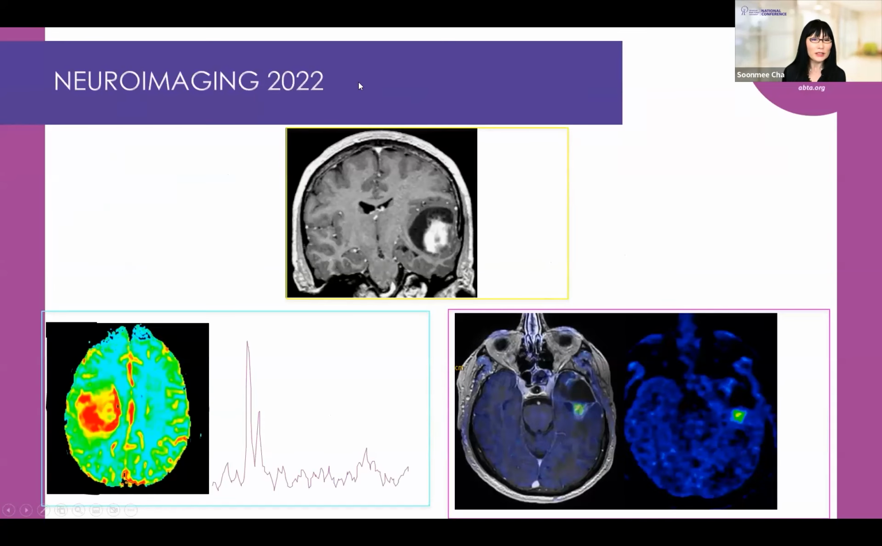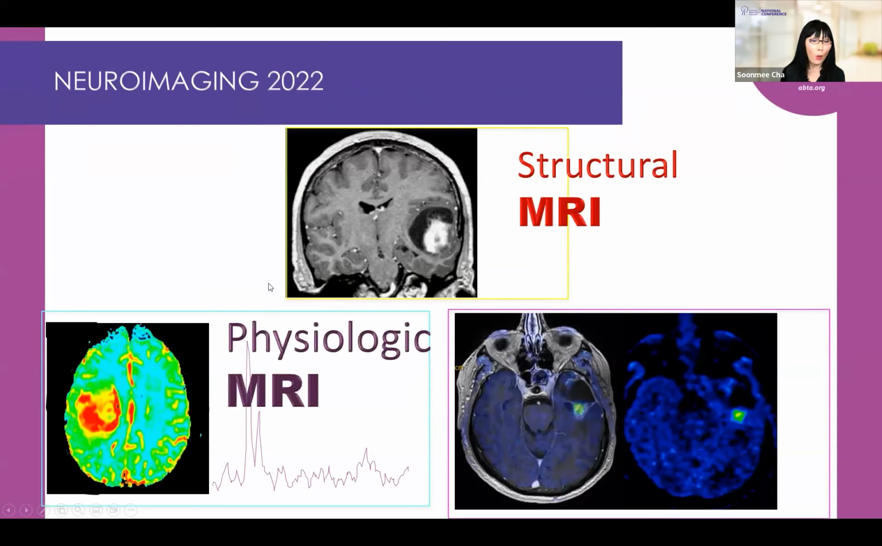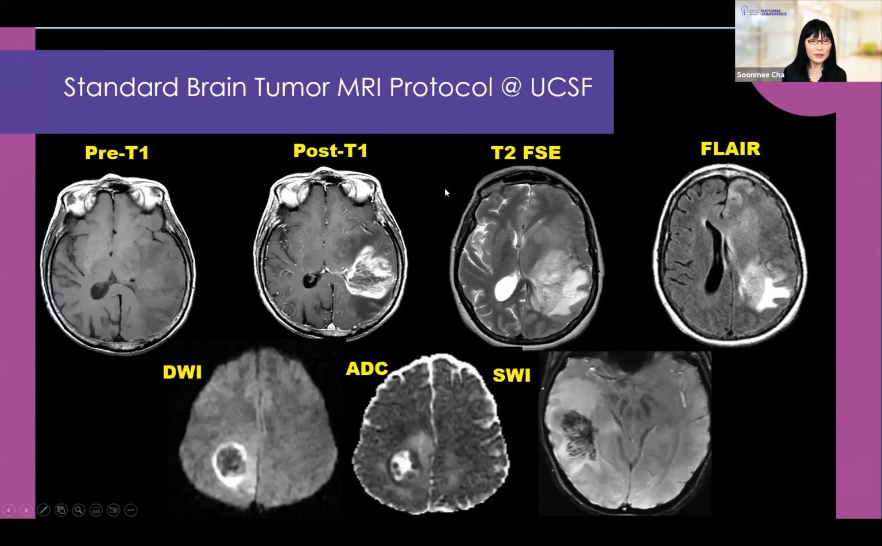So the neuroimaging in 2022 is largely divided into structural or anatomically based MRI, physiologic based MRI, and a hybrid imaging called PET-MR. And this is the standard protocol that we do at UCSF. And most of you are very familiar with gadolinium as the contrast agent.